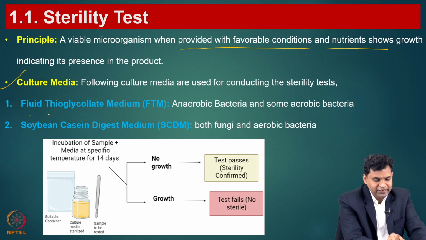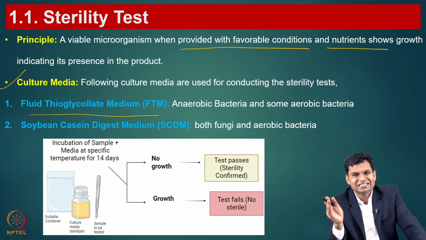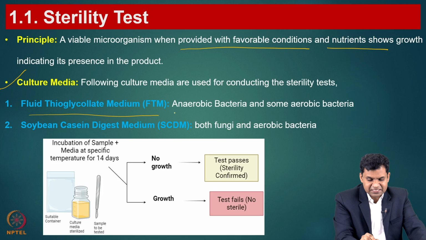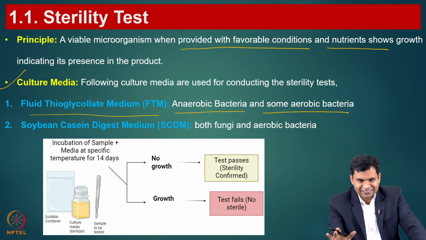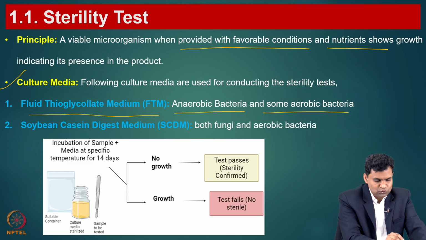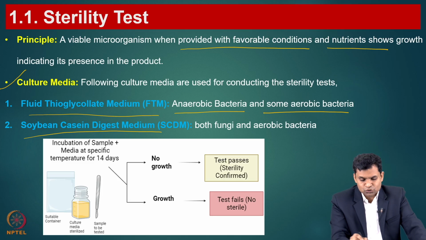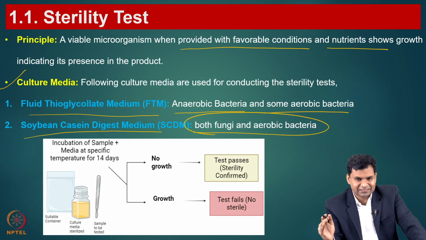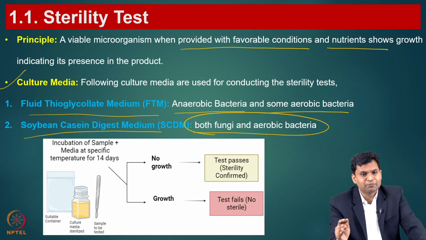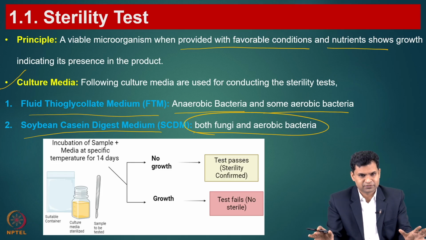One is fluid thioglycolate medium, called FTM, and in some cases also referred to as FTGM. We use this for anaerobic bacteria as well as some aerobic bacteria. The second medium is soybean casein digest medium, SCDM. We use this for both fungi and aerobic bacteria. Each formulation needs to be tested in two different culture mediums, right.